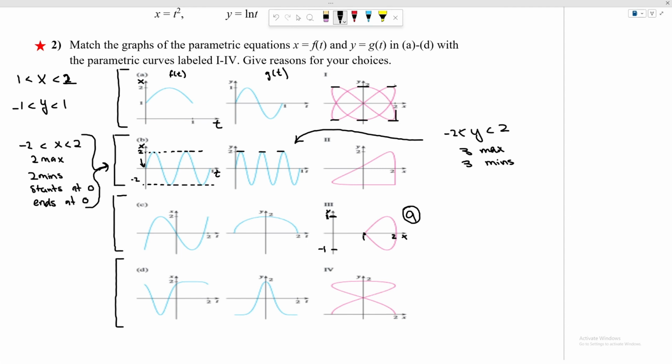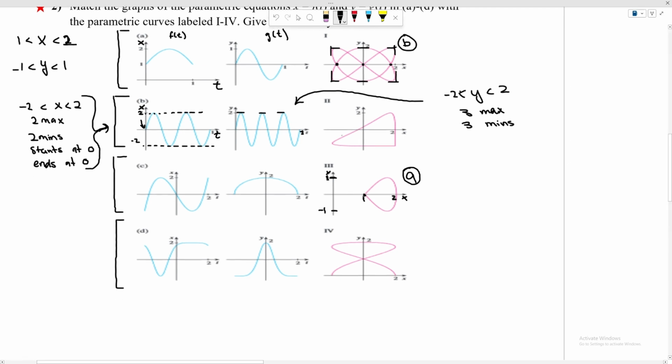I have 1, 2 max on the x. 1, 2 mins on the x. Also, as you can see here, at t1, y is 0, and at t1 my x is also 0. So you see at 0 and 0, they all pinpoint. Same thing here and same thing here. And so this matches. Okay.